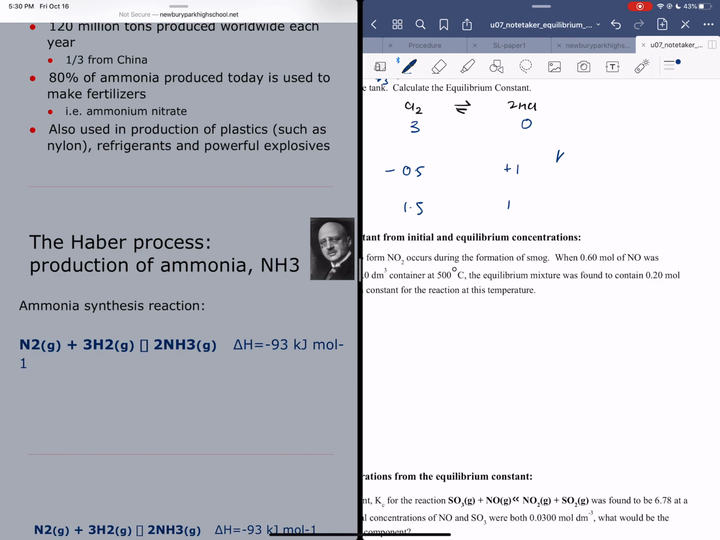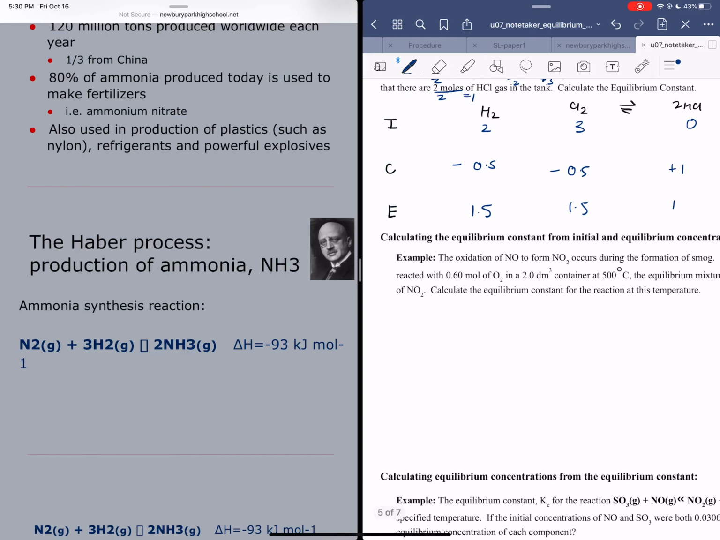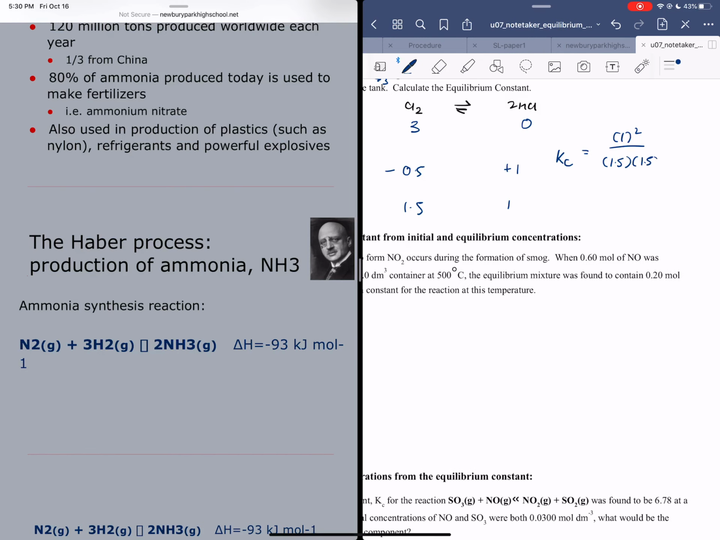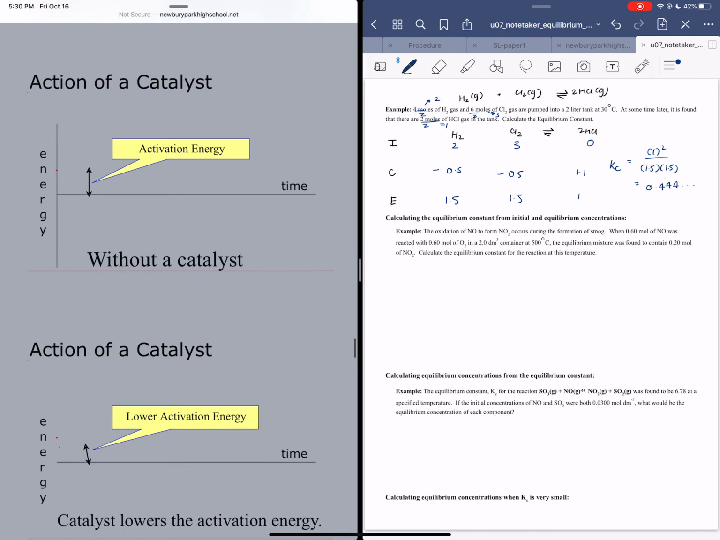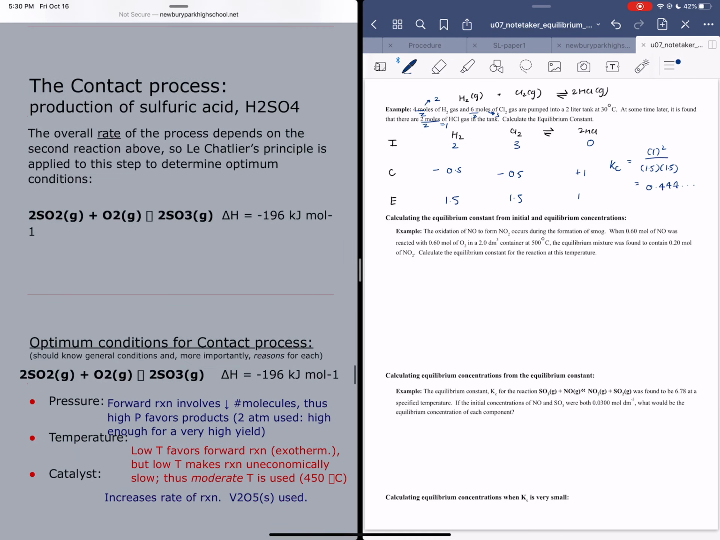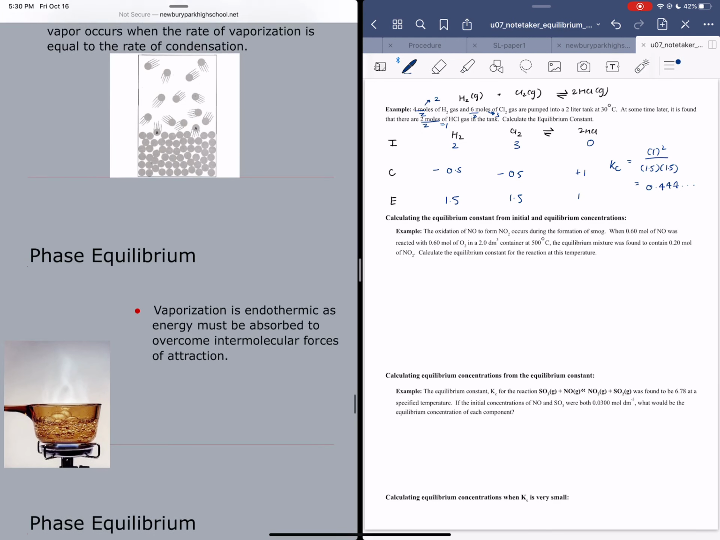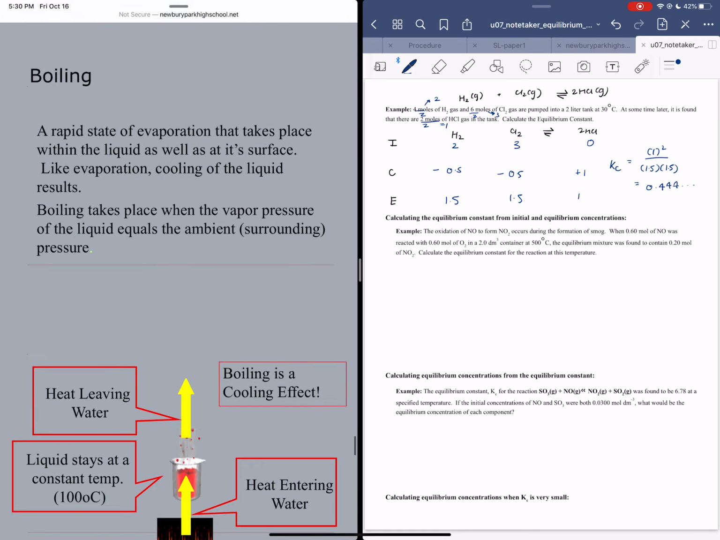So you can very easily calculate Kc, which is just 1 squared over 1.5 times 1.5, which is just, if you plug this in, 0.444. And this question has bad sig figs, so I'm not going to bother rounding. But let's see if I got that right, just to make sure, I guess.